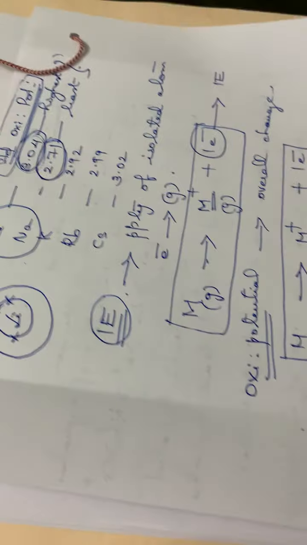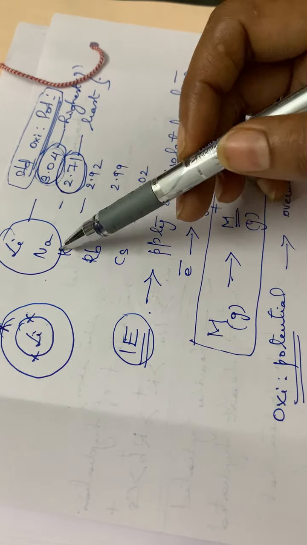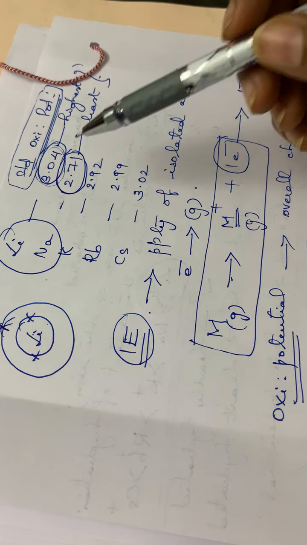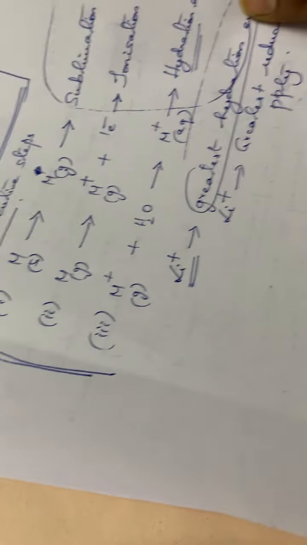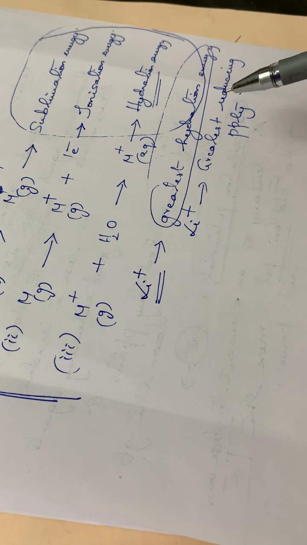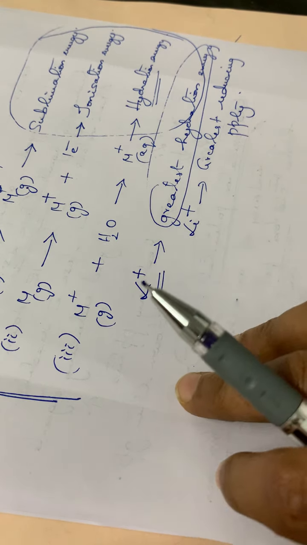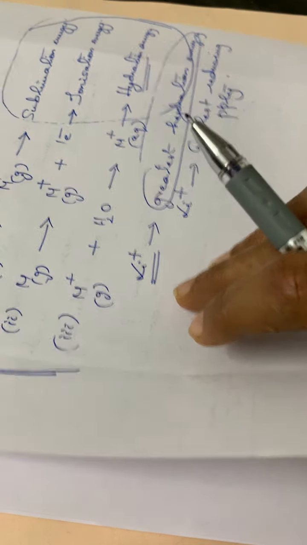So this is the anomaly present in between lithium and sodium. Even though lithium has got the smallest size, the hydration energy is maximum for lithium, and hence it has got the greatest reducing property. Hope you are clear with this.